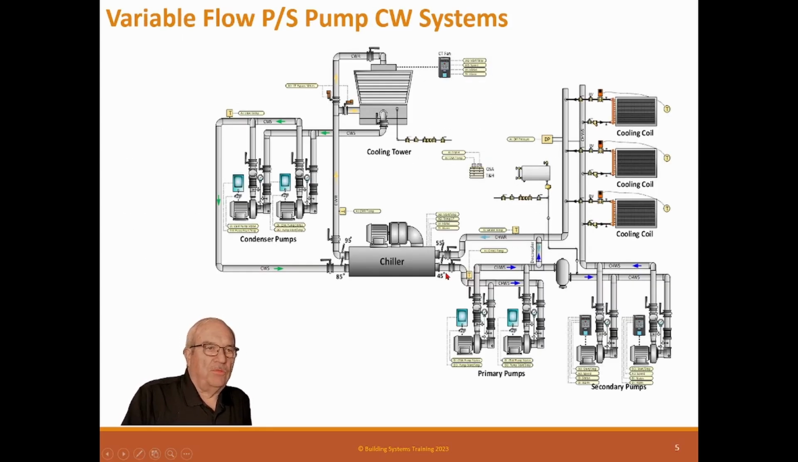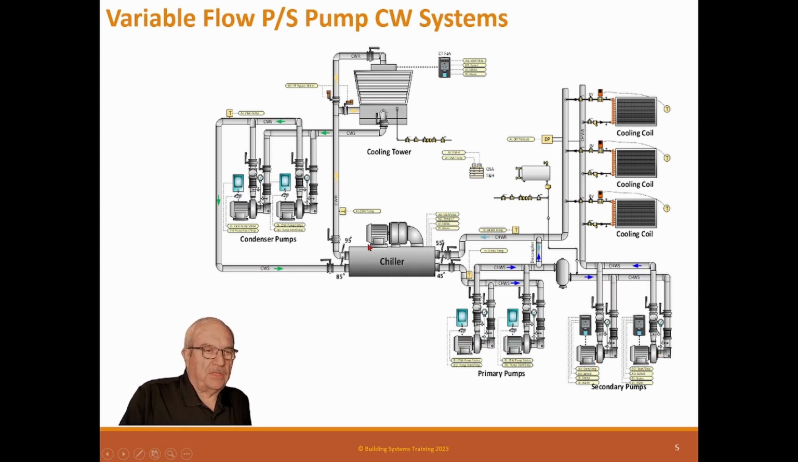This is a variable flow primary secondary pump chilled water system, and this consists of a condenser side of the chiller and an evaporator side of the chiller. And we have condenser pumps. We have two, one primary and one standby. We have primary pumps, one primary, one standby. Then we have secondary pumps, which we have a lead pump and a lag pump. Same as these other pumps.